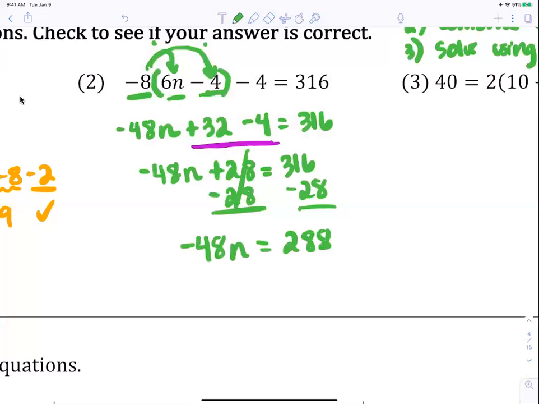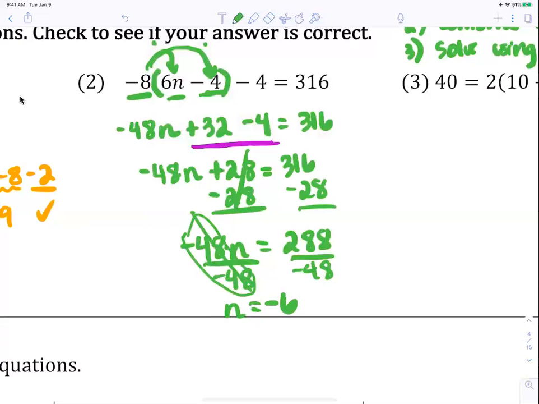And now last but not least, now I have only one more thing to undo and n is not solved for until I undo that multiplication with division. And the nice thing is negative 48 divided by negative 48 ends up being 1, which you can write if you want to. We don't always write it. Most of the time I won't, just so you guys know. But on the other side, 288 divided by negative 48 is going to end up being negative 6.